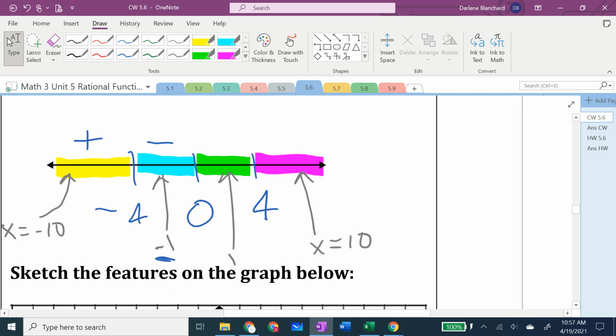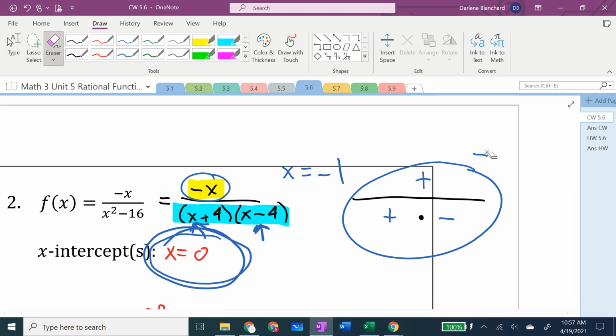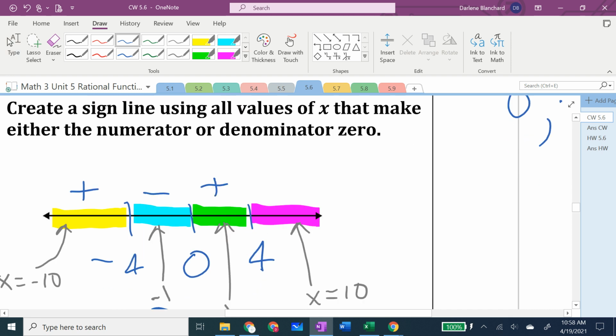Then I'm going to try positive 1 for my x. And I'm going to erase all the signs I came up with. And now positive 1. Negative 1 is negative. 1 plus 4, positive. 1 minus 4, negative. I have 2 negatives. I get a positive fraction when 2 negatives are multiplying or dividing with a positive.